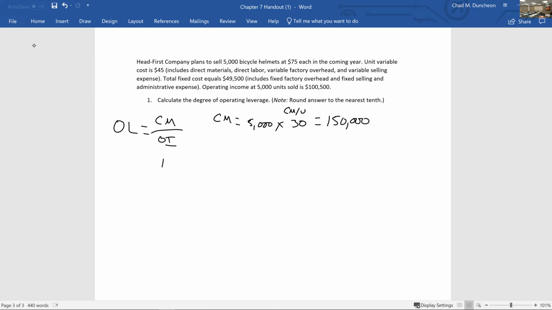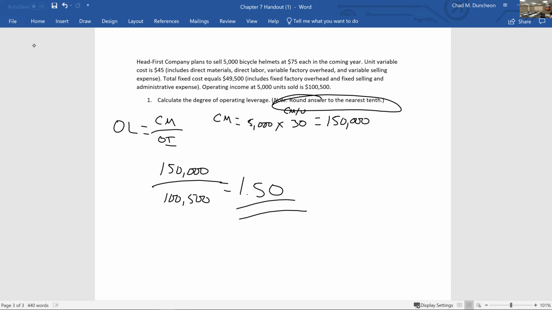Okay, so then to find our operating leverage, 150,000 divided by 100,500. Operating leverage comes out to 1.5, because it says here round all answers to the nearest tenth. Meaning that if we increased our sales by 10%, we are going to increase our operating income by 10% times 1.5 or 15%. Okay, it's not a very high operating leverage. They do not have a lot of leverage. So a change in sales is not going to have a great effect on their operating income.